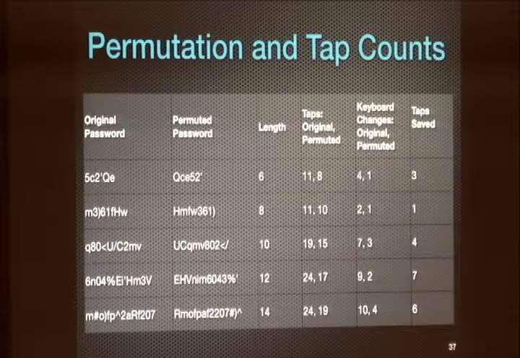The other thing I really want to point out is that it's not actually just length that predicts the number of taps that will be saved. It really depends on the number of on-screen keyboard changes that were required in the original password. That, in turn, depends on the number and the frequency of those special symbols and obviously the numbers, because those are the types of characters that require getting to those second and third keyboard screens.